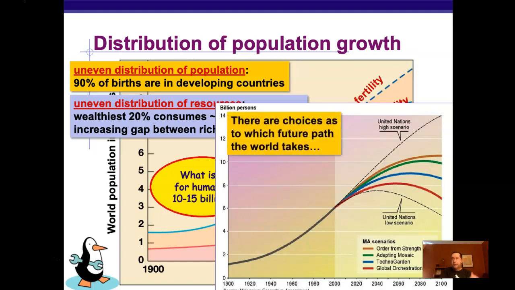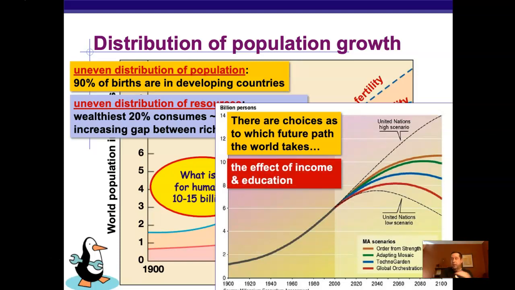So we have choices as a world we can make. The major thing that's going to affect where we end up is income and education. If we can improve income and education in those developing countries, we can slow and decrease population growth to the point where it's sustainable.